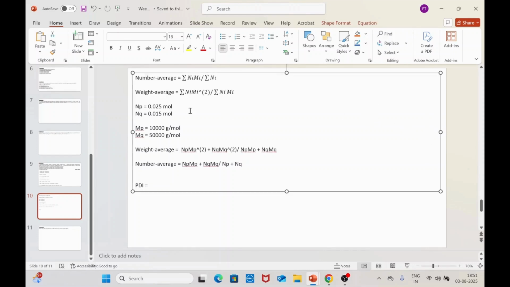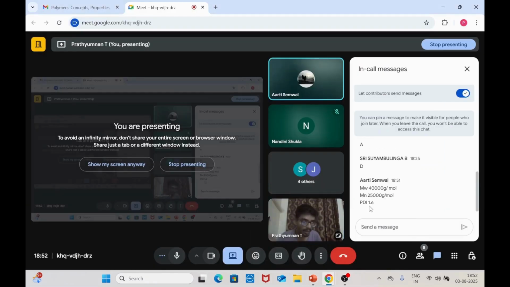That would be best, I think. Or if you have calculated, then you are welcome to say the answer to me now before we progress to two more questions. Yes. Somebody has 40,000, 25,000, and 1.6. What is your MW and MN?